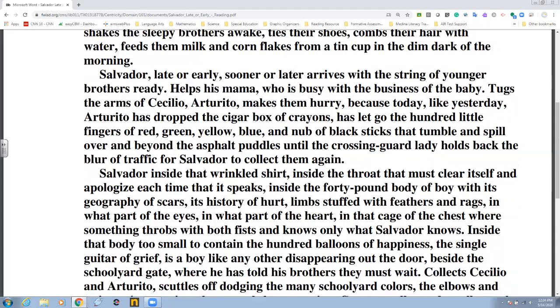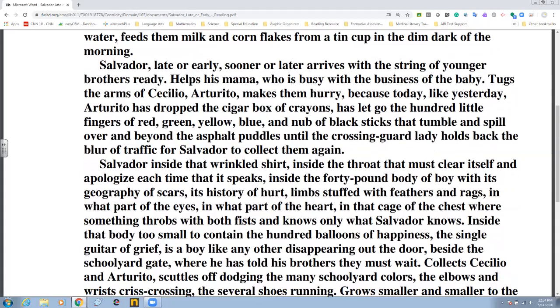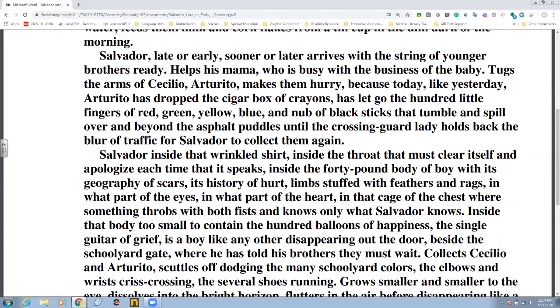Salvador late or early, sooner or later arrives with the string of younger brothers ready, helps his mama, who is busy with the business of the baby, tugs the arms of Celio, Arturo, makes them hurry, because today, like yesterday, Arturito has dropped the cigar box of crayons, has let go the hundreds of little fingers of red, green, yellow, blue, and nub of black sticks that tumble and spill over the asphalt puddles, until the crossing guard lady holds back the blur of traffic for Salvador to collect them again.